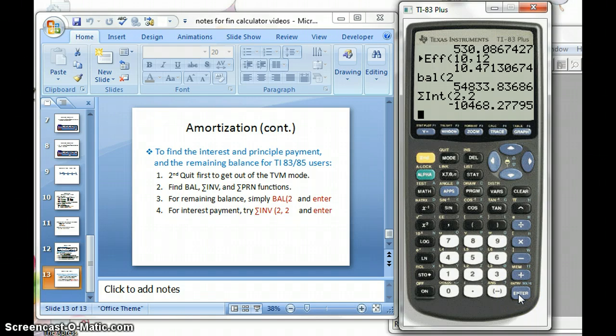Okay, so that is using your financial calculator, TI-83 kind of financial calculator, to do all those essential calculations introduced in this class.